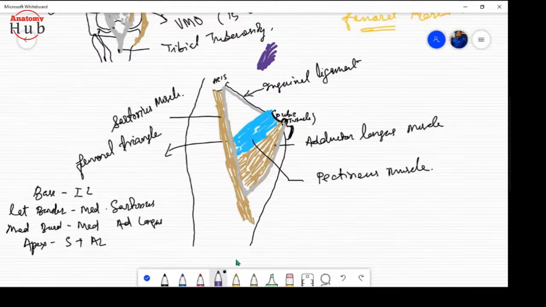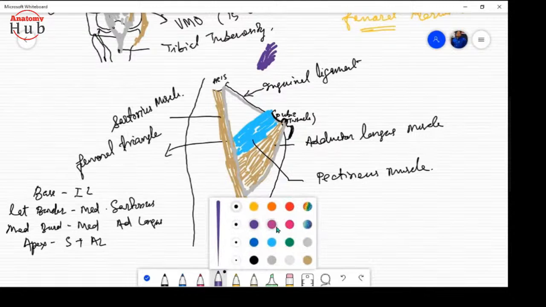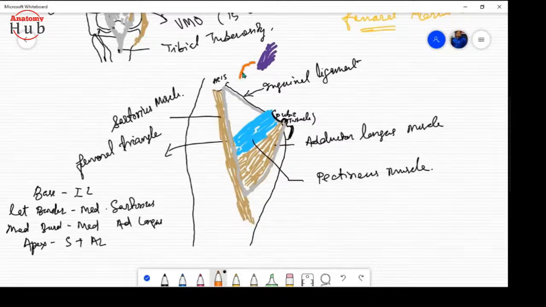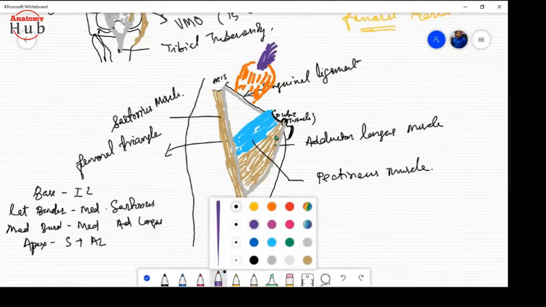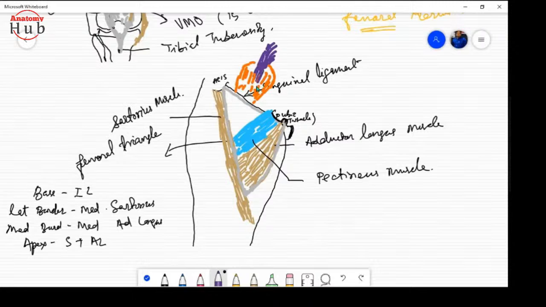But you should not forget about another muscle. That muscle is present at the iliac fossa. What is that muscle? That muscle is your iliacus muscle. So the iliacus muscle is arising from the iliac fossa, and it is coming downward and crossing deep to the inguinal ligament. Okay, so this is your iliacus muscle, and this is your, which muscle? The psoas major muscle, right?